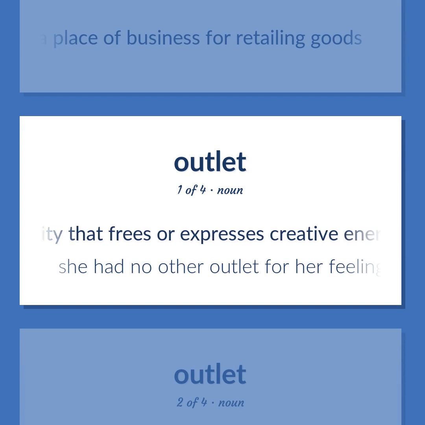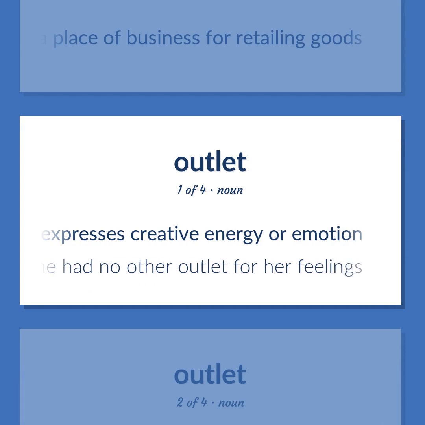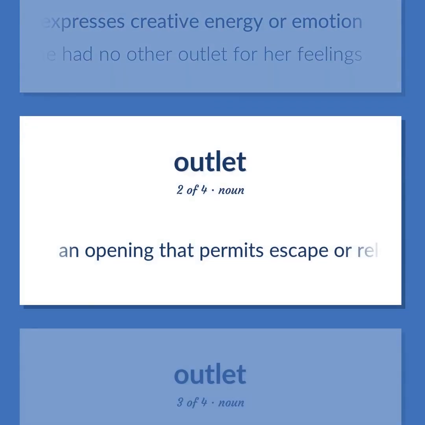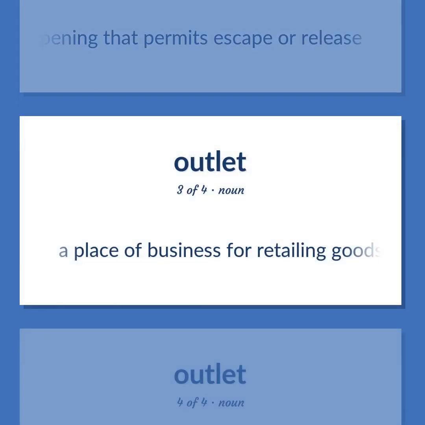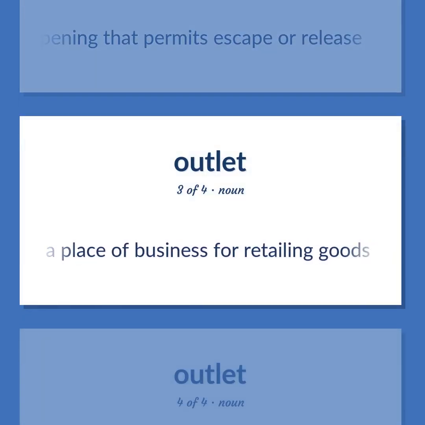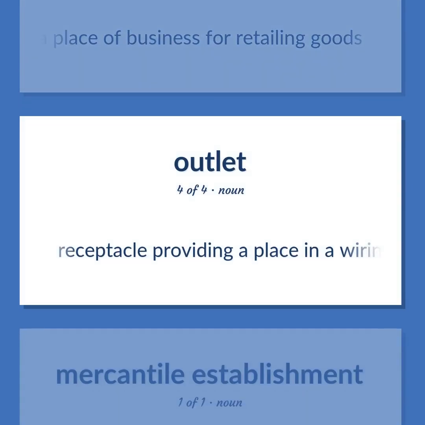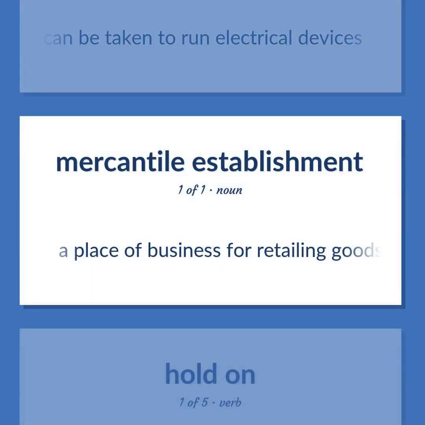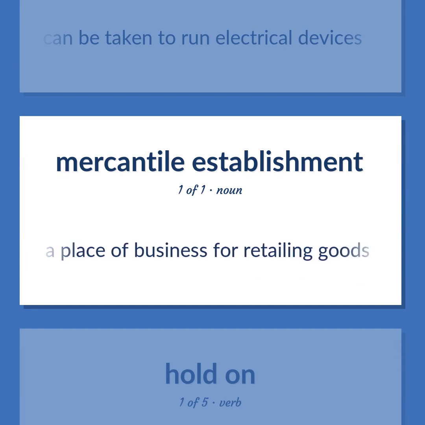Activity that frees or expresses creative energy or emotion. She had no other outlet for her feelings. An opening that permits escape or release. A place of business for retailing goods. Receptacle providing a place in a wiring system where current can be taken to run electrical devices. A place of business for retailing goods.